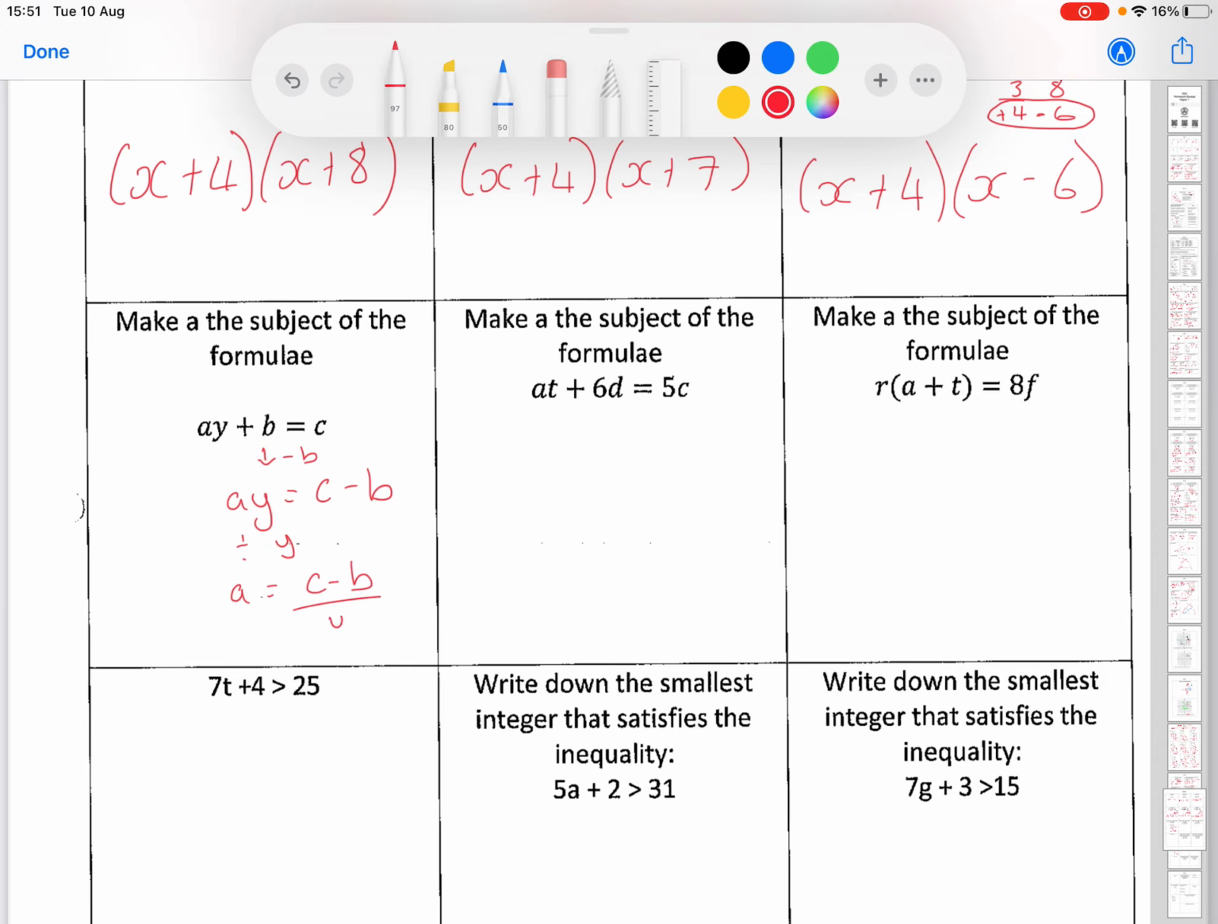Then you want to divide by your y. So you've got a is c minus b over your y. So basically we take the b first and then we take the y. So we take away our b and then we divide by y.